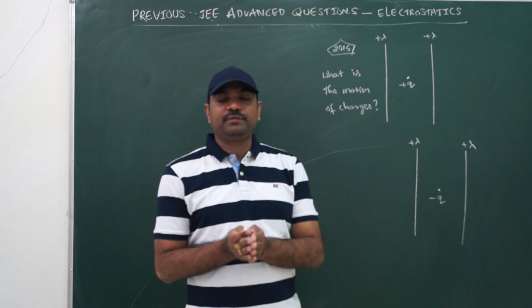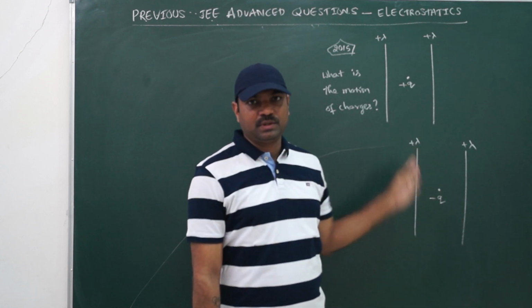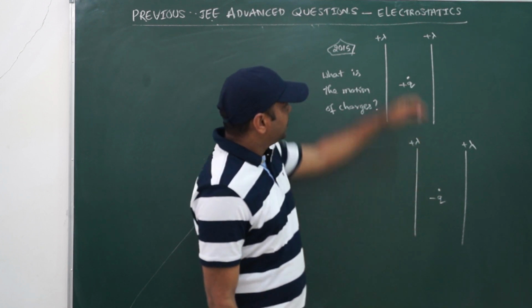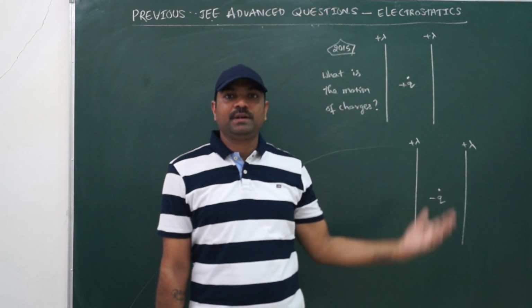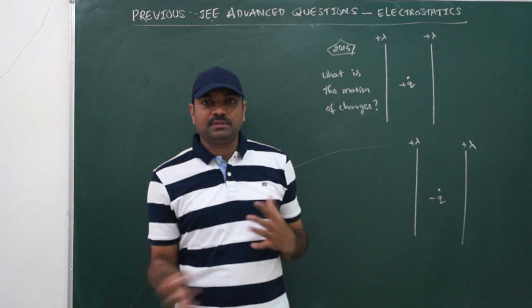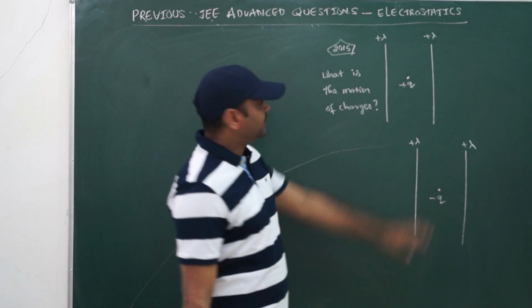Okay. So the question is simple. What is the behavior of the charge which is kept in between the two linearly charged wires? If I disturb this charged particle, what happens? Whether it will oscillate, whether it will travel in a particular direction. So like this question is there, we have to choose an option. So let us go with the first part.